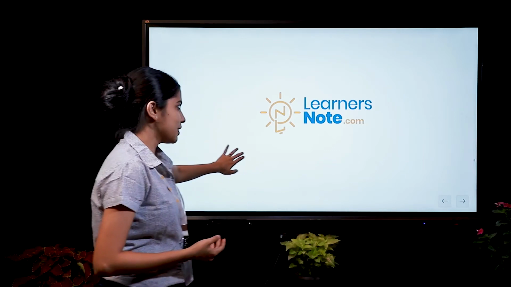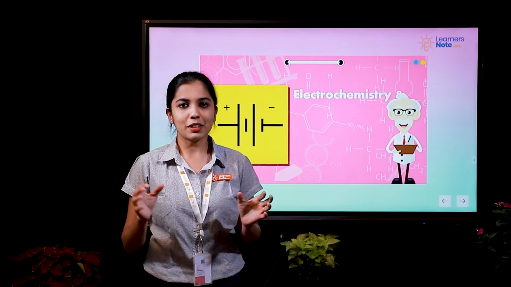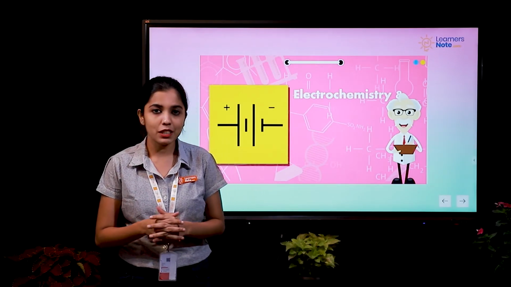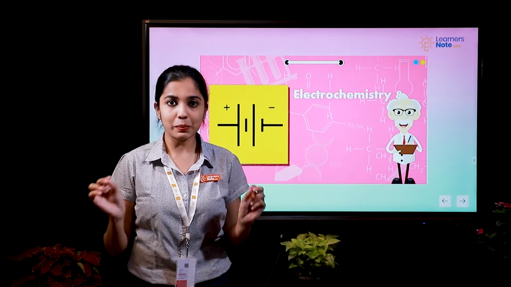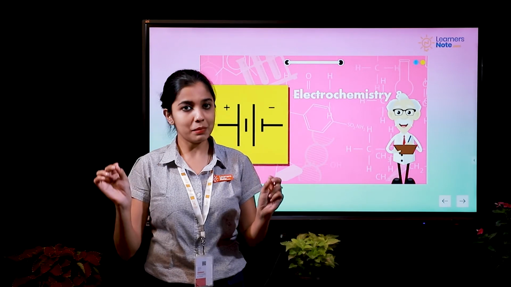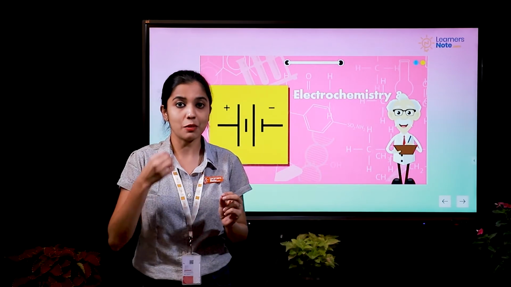So let's discuss electrochemistry. You know what the term electricity means. It means flow of electrons. It is a very simple explanation. Flow of electrons means electricity. But then what happens during flow of electrons is very important.